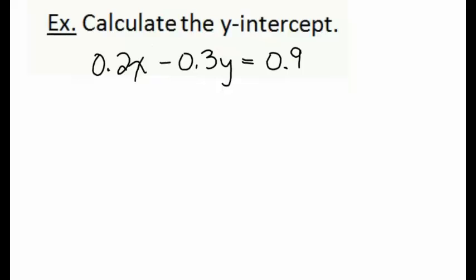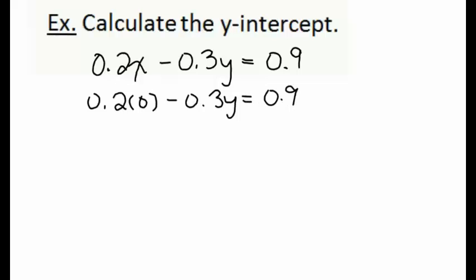Let's finish off with one more example. We're going to go ahead and calculate the y-intercept for the line 0.2x minus 0.3y equals 0.9. Remember that our strategy is, if we're trying to find the y-intercept, we are going to make the substitution of x is equal to 0. Once we do that, we're going to be left with negative 0.3y equals 0.9.